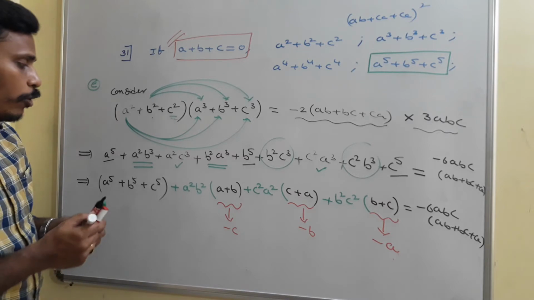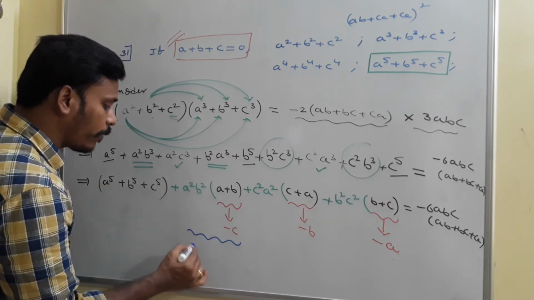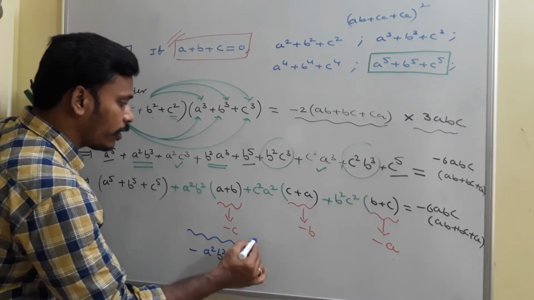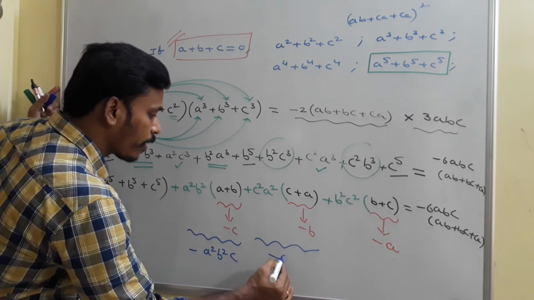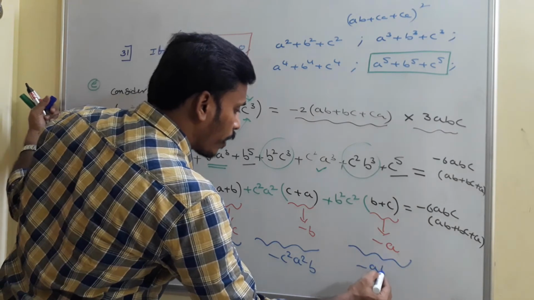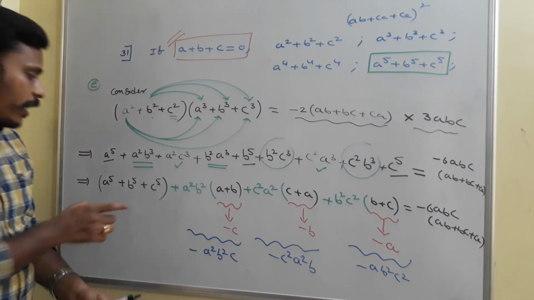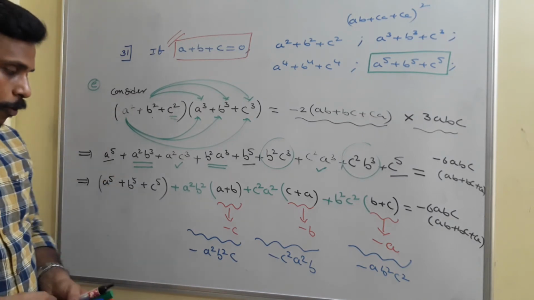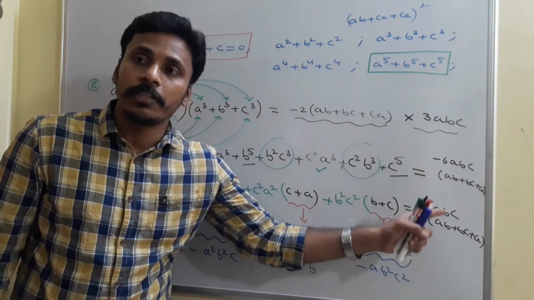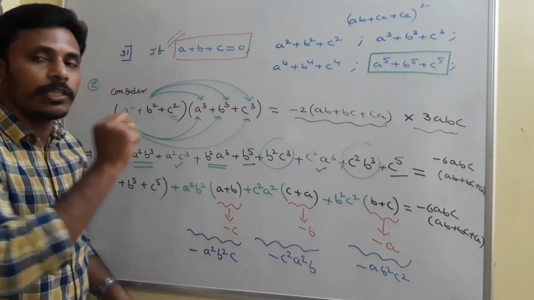And then you just think about it. This a square b square minus c, what is this total term actually? Along with this minus, it becomes minus a square b square c, and this term will become minus c square a square b, and this term will become minus a b square c square. Okay. So I need this a power 5 plus b power 5 plus c power 5 on the left side, and on the right side I have minus 6abc of ab plus bc plus ca. And what to say about these three terms? That's what you need to think.